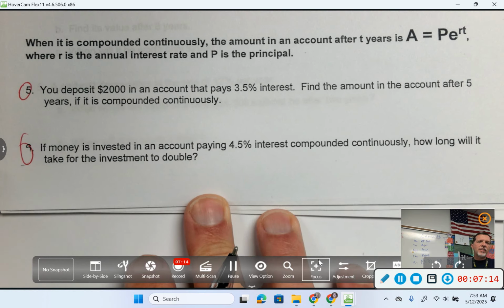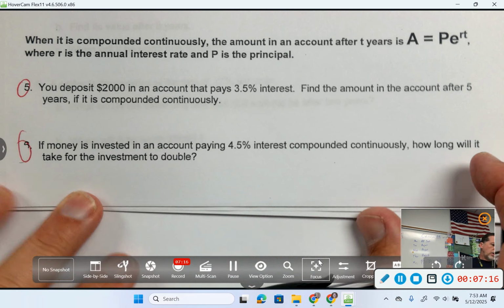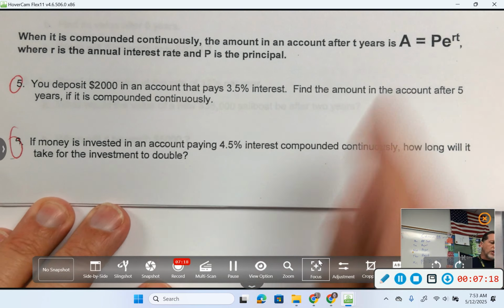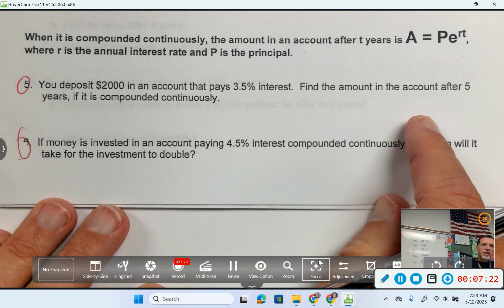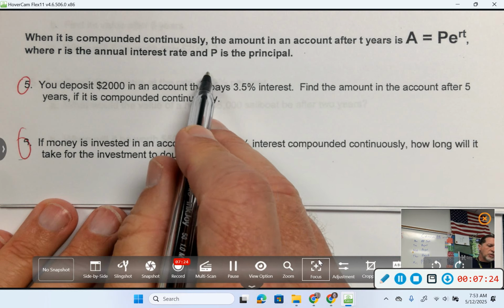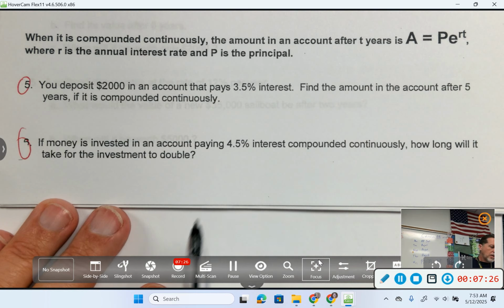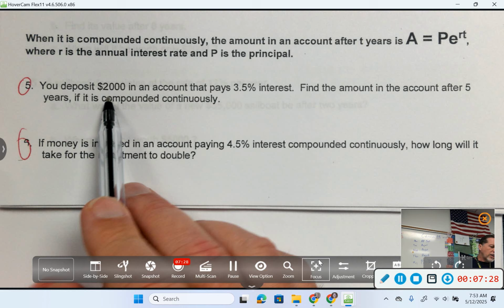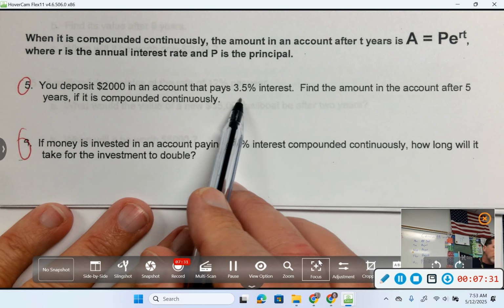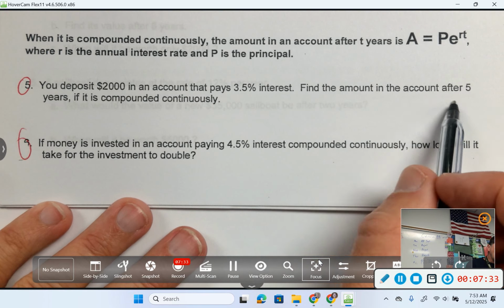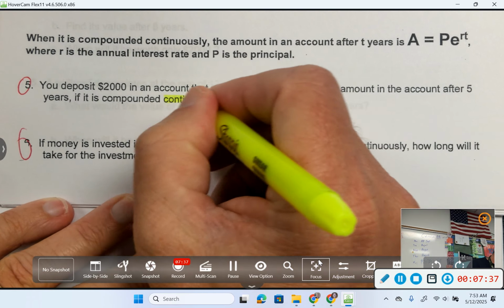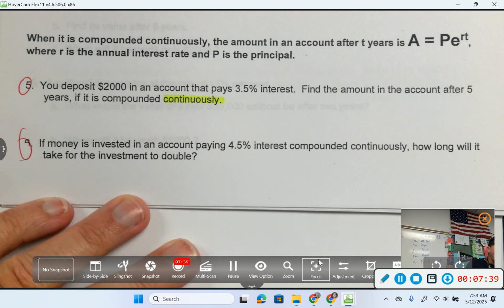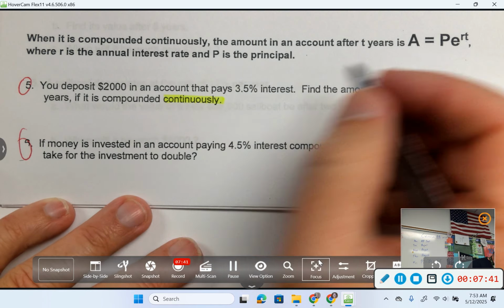Number 5. When it is compounded continuously, here it just gives you the formula. The formula is A equals PERT, where R is the interest rate, P is the principal, T is time. You deposit $2,000 in an account that pays 3.5% interest. Find the amount in the account after 5 years if it is compounded continuously. So there's our magic word to use the PERT formula.